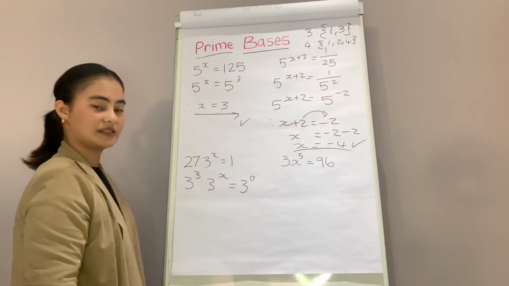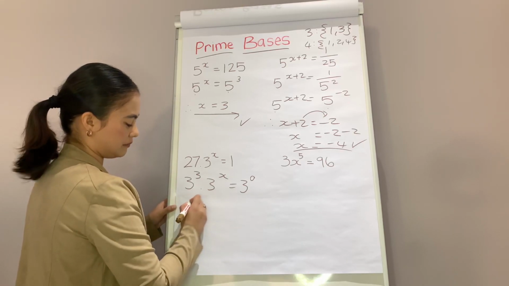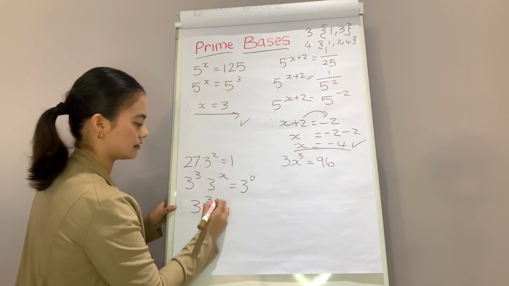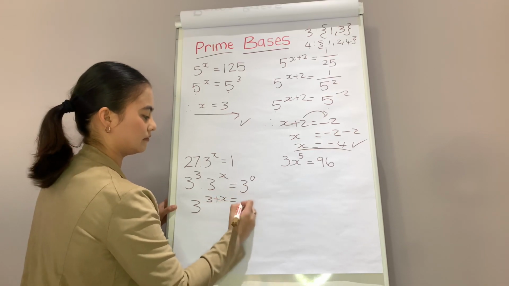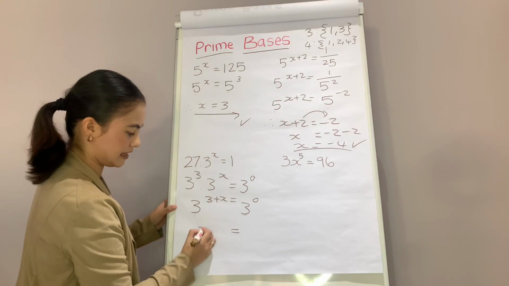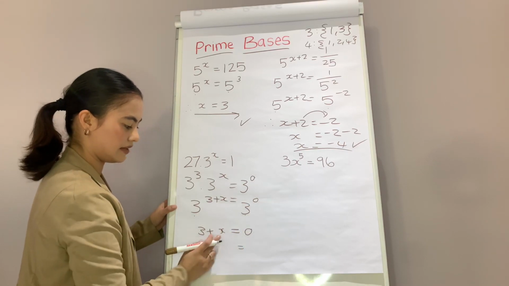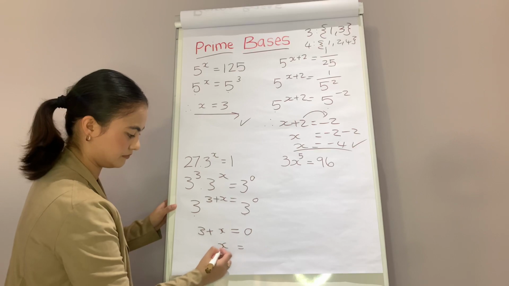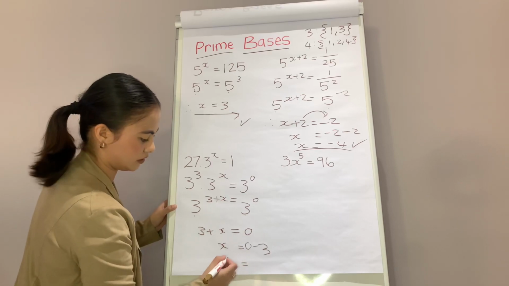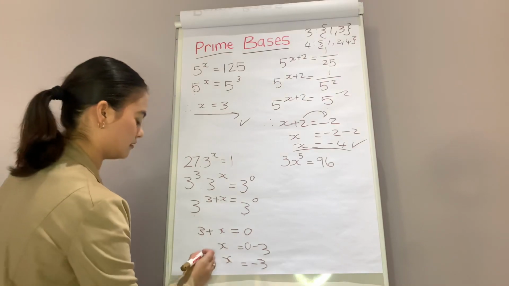Now that all of our bases are the same, we can simply work with the exponents. So first of all, it simplifies to, if I've got the same bases being multiplied, I add the exponents. 3 plus x is equal to 3 to the 0. Now, since the bases are the same, we can say 3 plus x is equal to 0. And then isolating x, this plus 3, we subtract it on the other side. So we've got x is equal to negative 3. Alright, so that one is sorted.